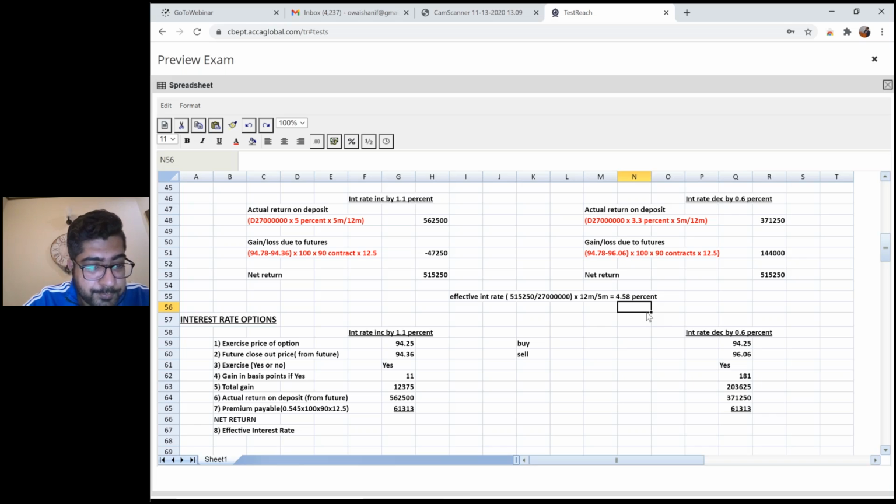Now one last question. Will premium be added or deducted? You have actual return on deposit in step 6, and over that you have gain. You all know that gain increases return, so you need to add gain. But premium has to be paid. Premium payable will reduce return, therefore minus. Gain will increase return, therefore I'm adding gain, but premium payable will reduce return, therefore I'm deducting. Add them all for net return.